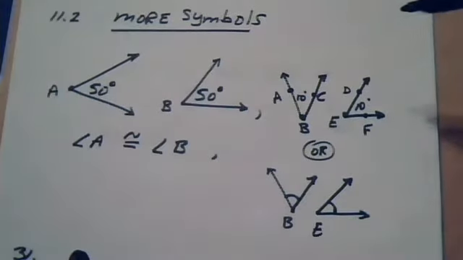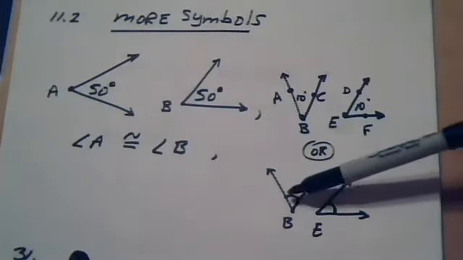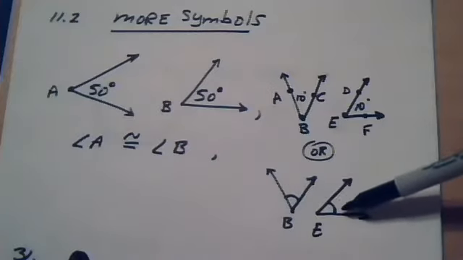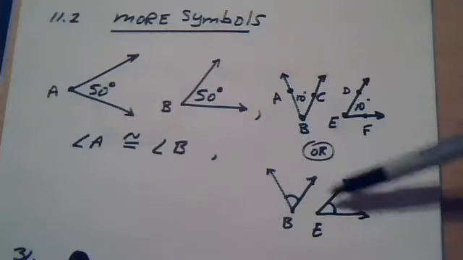Or if you don't put any numbers, if you just put an arc, the ones that have the same number of arcs are supposed to be taken as equal in measurement. If this one had 1 arc and this one had 2 arcs, I would understand they don't have the same measurement.